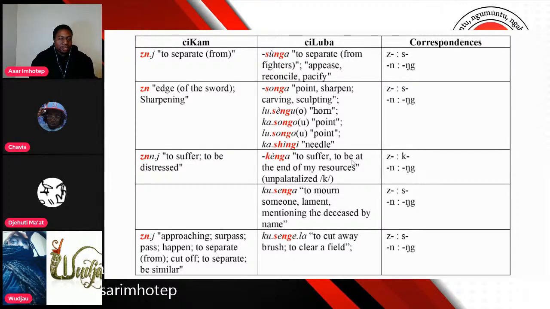So, same thing that you've been seeing earlier, except this time we only have 4 examples. So I'm going to let y'all look at it and tell me what y'all see in terms of possible sound correspondences and/or issues that you may raise concerning the semantics, the meanings of the terms, or the compared terms at least.